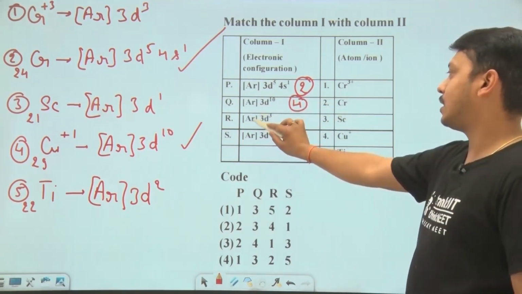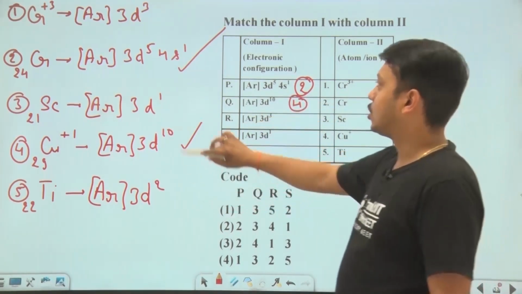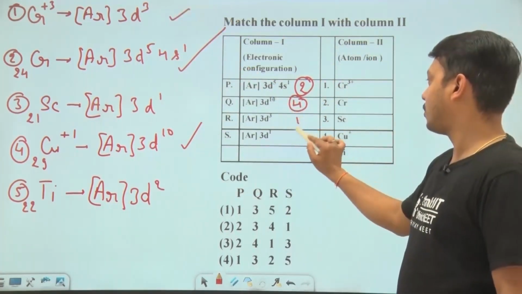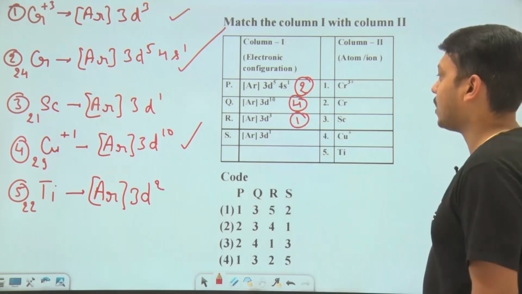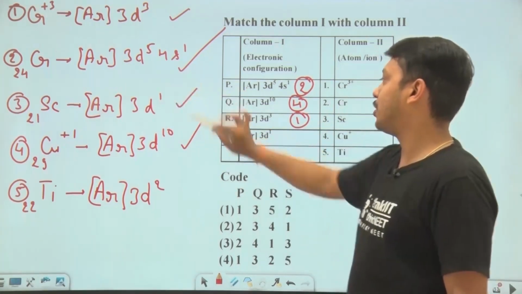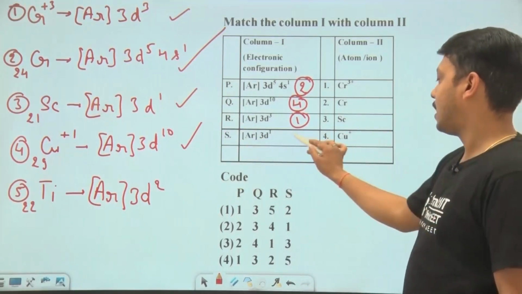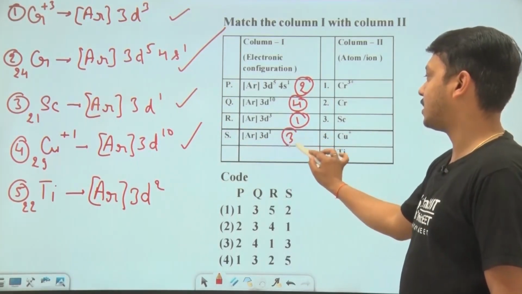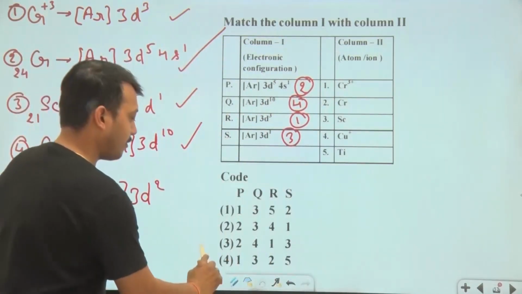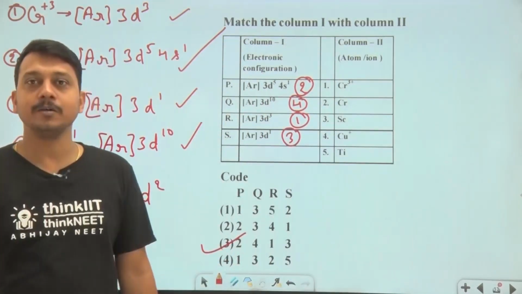Now R is argon 3d3. Argon 3d3 is for chromium plus 3, and chromium plus 3 is present in the first part. Now S is argon 3d1. Argon 3d1 is correct for scandium, and scandium is present in the third part. So according to this, the correct match is given in option number 3.